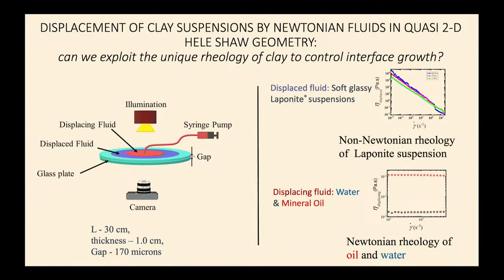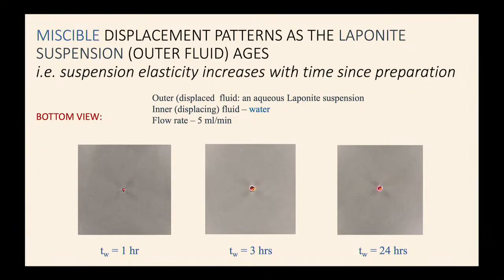But then you can see that, unlike in the case of the non-Newtonian fluid, these two materials, the displacing fluid, so that's the red material here, the viscosity does not depend on the shear rate that you've applied. So these are our miscible displacement patterns. The gray thing that you see here is the clay. You're looking at it from the bottom, okay, and this is where I'm going to be introducing my water, which I've dyed red so that you can see the interface.